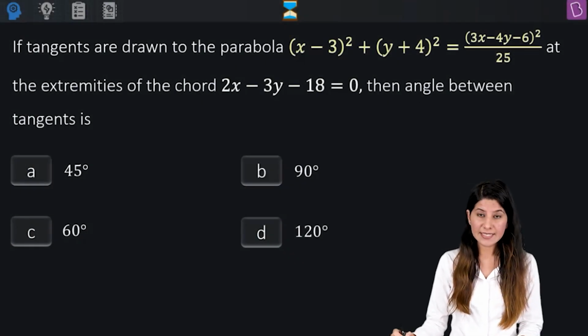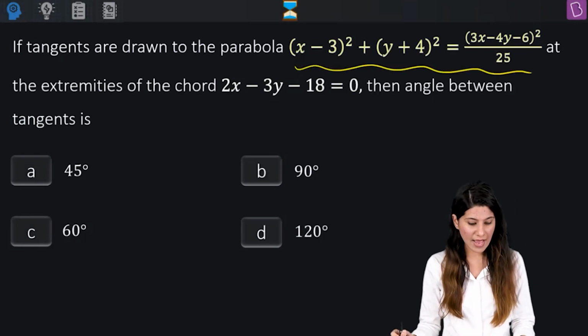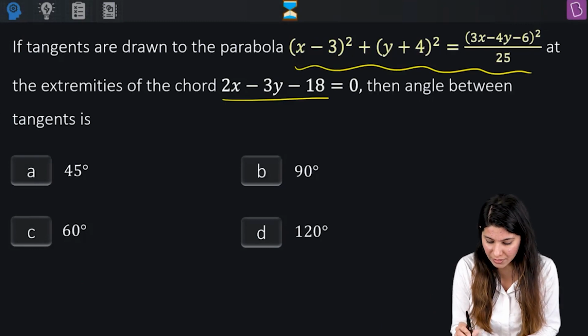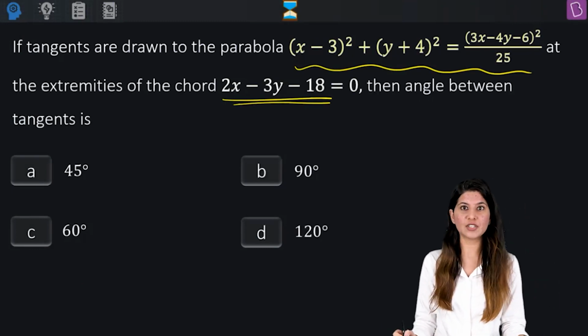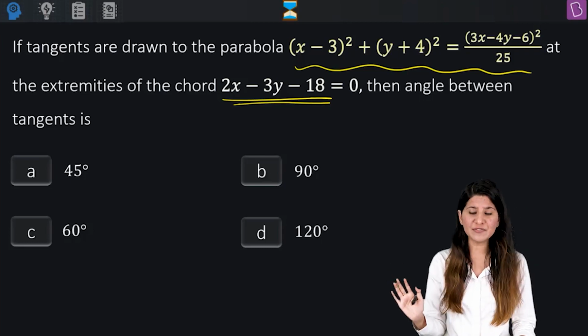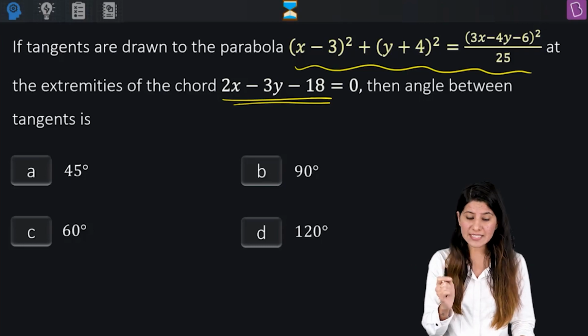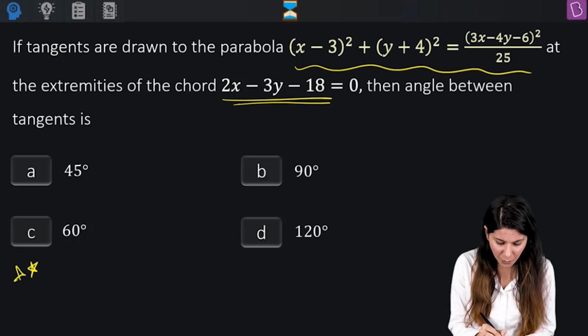In this question, it is given that tangents are drawn to this parabola at the extremities of a chord. Then we need to figure out the angle between the tangents. Actually, whenever you need to figure out the angle between tangents of a parabola, please remember this extremely important concept.